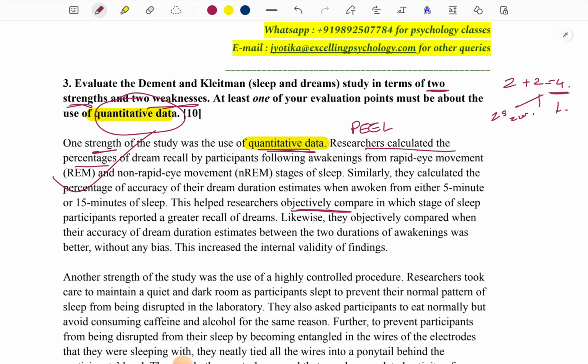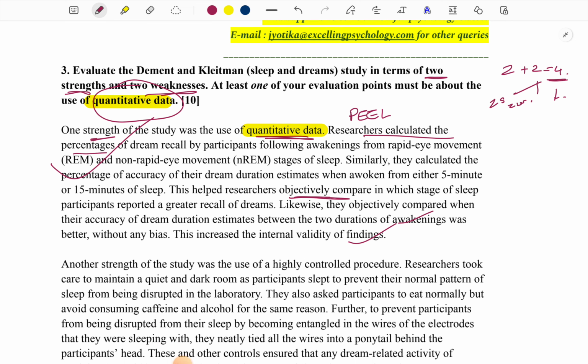So the first thing you do is make a point, then you give evidence that's specific to the study. Then you explain it. You explain why you're saying it's a strength or weakness. So I'm saying it's a strength because it helps objective comparisons. Again, of what? You have to be specific in every point. Objective comparison of what? Because objective comparison you could write anywhere. Which conditions, which groups? And then you link it back to the question. So how does this help? It helps because it increases the validity of the results. Okay, so that is how we keep on writing.